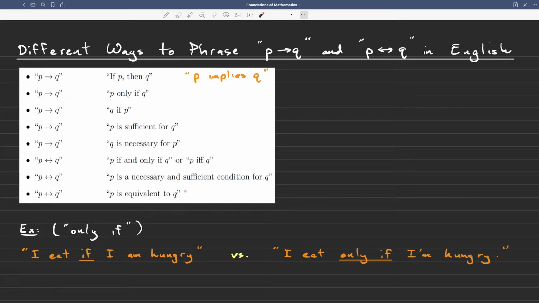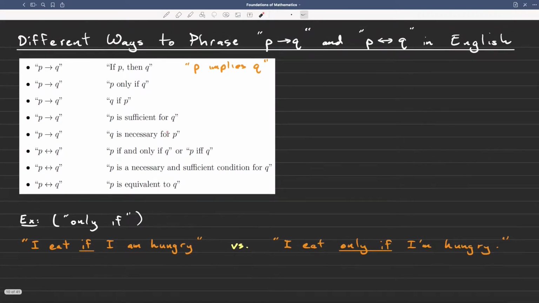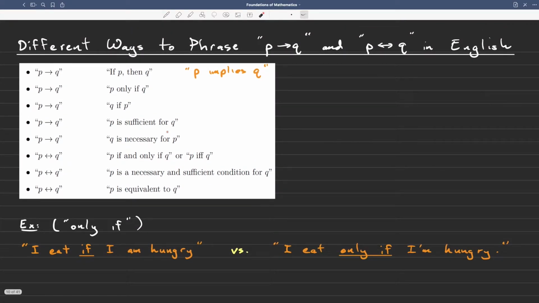A few of these are a little confusing. I want to focus on at least one of them. I think the one that's most confusing to students is the second one here. I'm sorry, yeah, P only if Q. When you compare that to Q if P, this needs some examination. Let's go to this first example at the bottom here. I want to compare these two sentences.